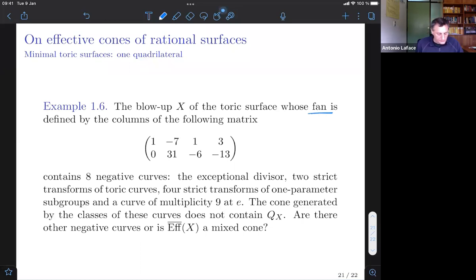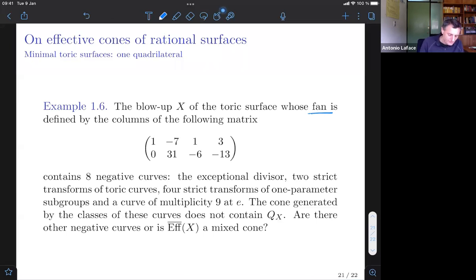The fan is defined by the columns of the following matrix. So it is again 4 rays. So this could be the normal fan to a quadrilateral. This time the quadrilateral is not a parallelogram. So the surface contains 8 negative curves: the exceptional divisor, 2 strict transforms of toric curves, 4 one-parameter curves, and a curve of multiplicity 9 at E.